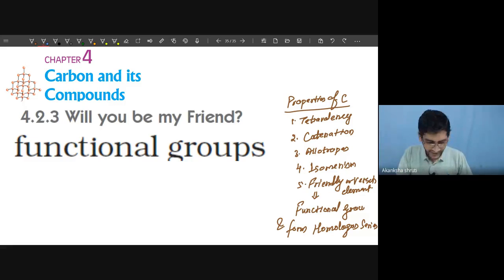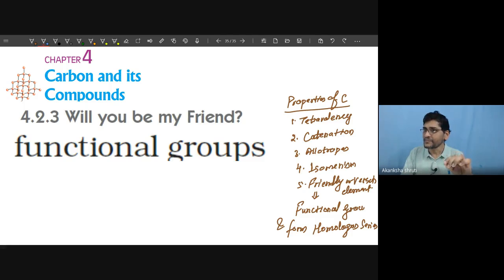Good evening, dear students. Today we are going to learn another important property of carbon called functional group, as a versatile element. Carbon is a very friendly element. So why is carbon a very friendly element? Why is it called a versatile element? Those things we will understand.